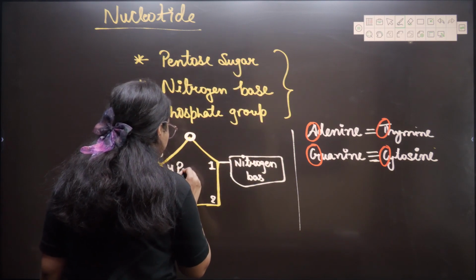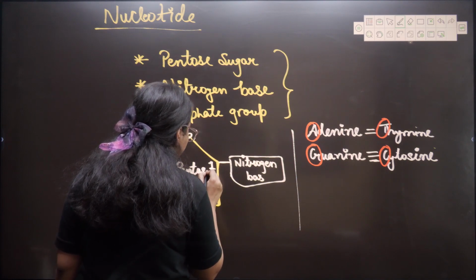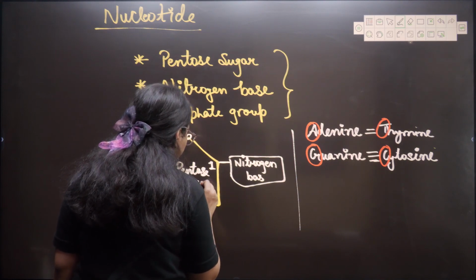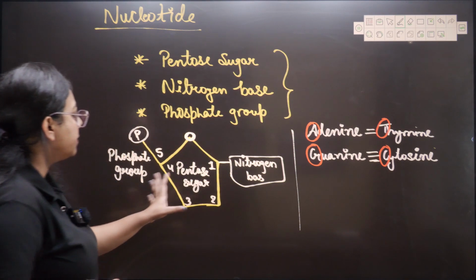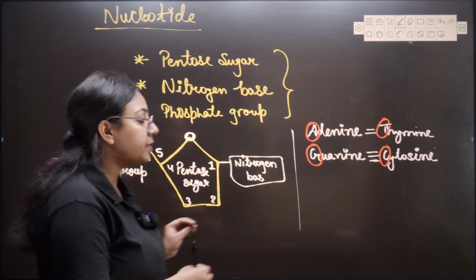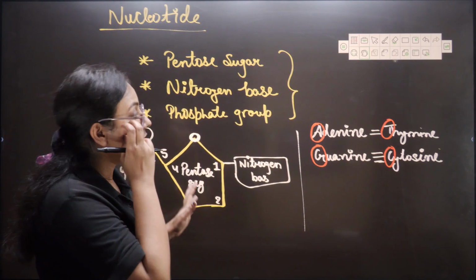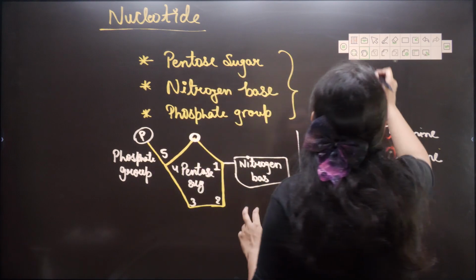Here you need to write pentose sugar. Okay, that you need to write. Everything is done, and see how simple, very easy this diagram is. So this was the very easy diagram of a nucleotide. Now we'll draw the next one.